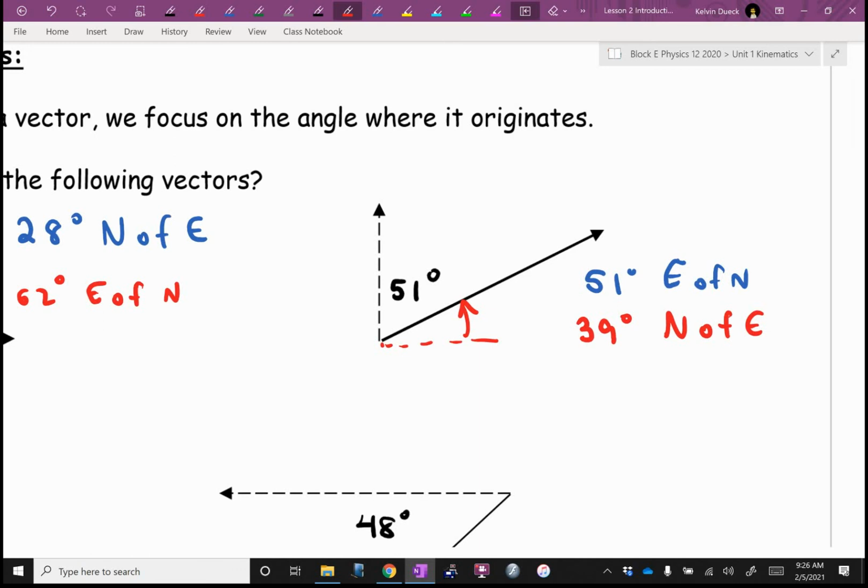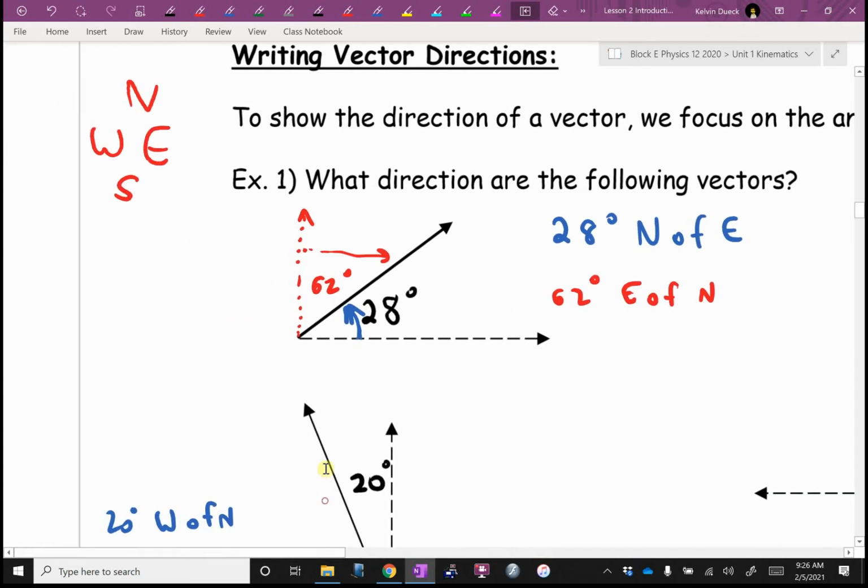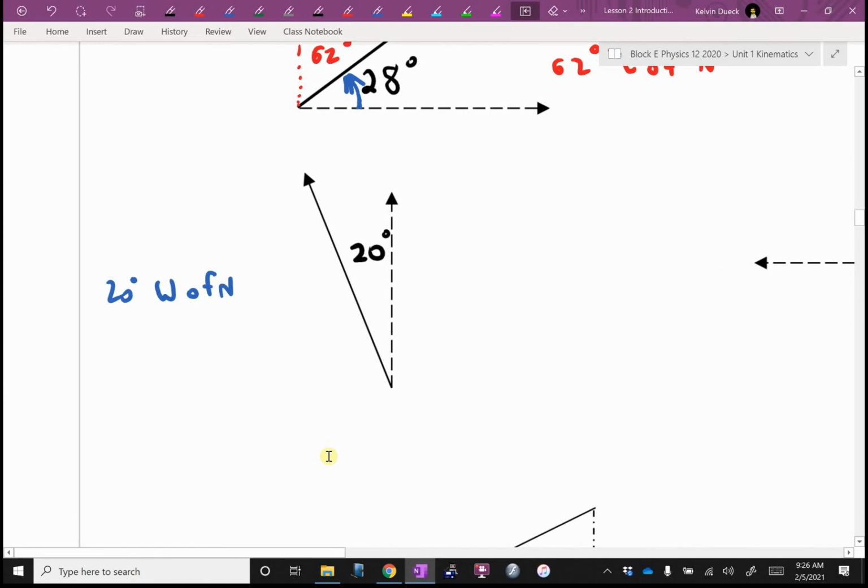Eventually, I'll stop putting both answers, and I'll just assume, Matt, you can figure it out that, oh, Mr. Dewitt got 32 degrees east of south. I got 90 minus 32, 58 degrees south of east, same thing. So let's try the next one. How could I write 20 degrees west of north? In other words, this one right here, what would the magnitude be? 70 degrees north of west.